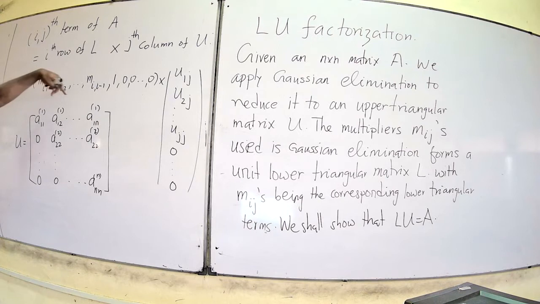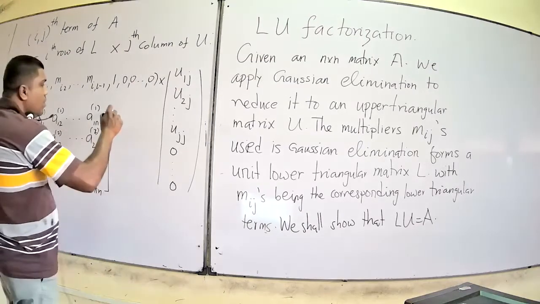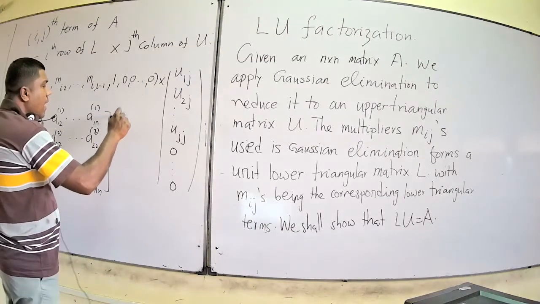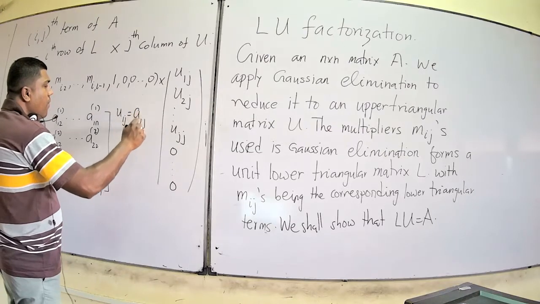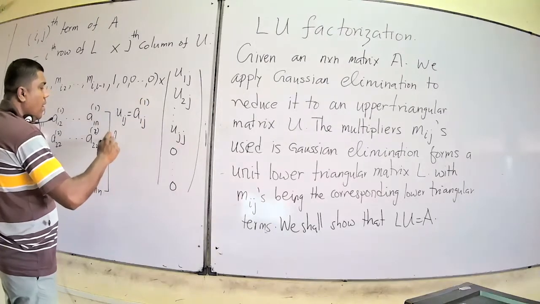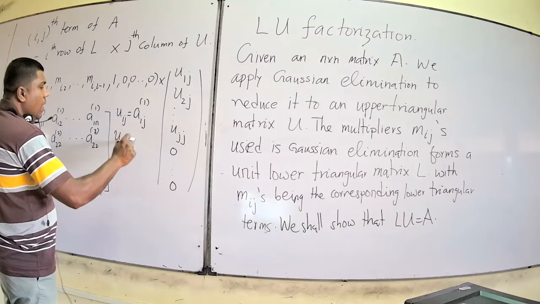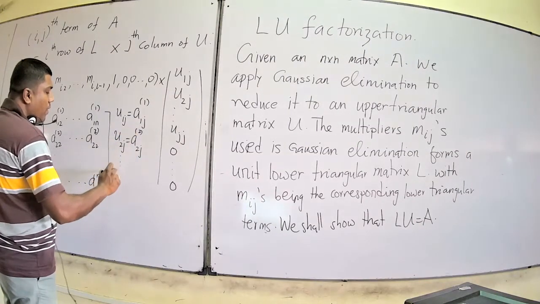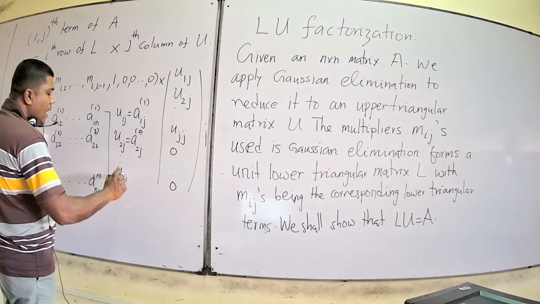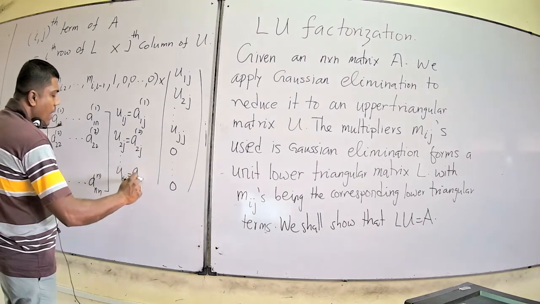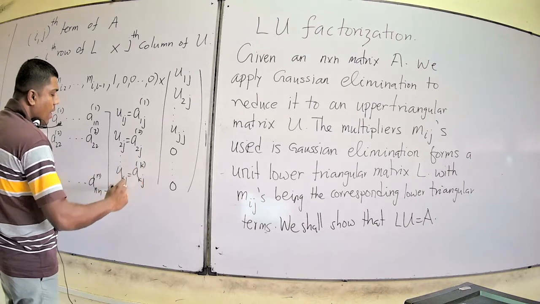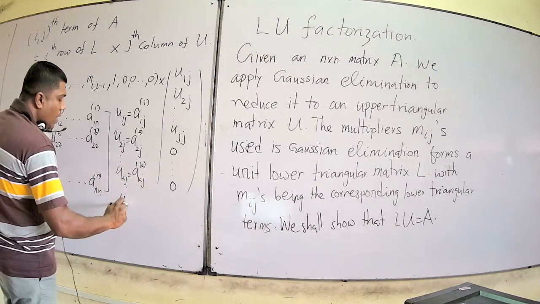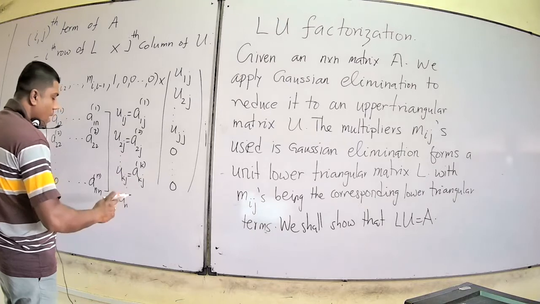So if I take the jth column, it is going to be like this. U1j is basically A1j1, right? U2j is equal to A2j2. All the way up to Ukj, which is AKJK. All the way up to UNJ, which is 0.